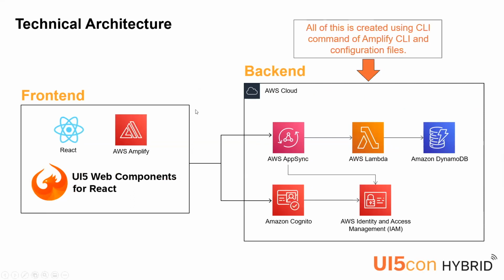And a little about the architecture of that application, starting from the backend side. I'm using AppSync to provide the GraphQL services. It's using Lambda functions and DynamoDB to persist the data, and Amazon Cognito for the authentication process and the identity and access management if you want to use authorization as well. So all of this part of the backend is created using CLI commands through the Amplify CLI. So it's very easy, and everything is created, provisioned automatically.